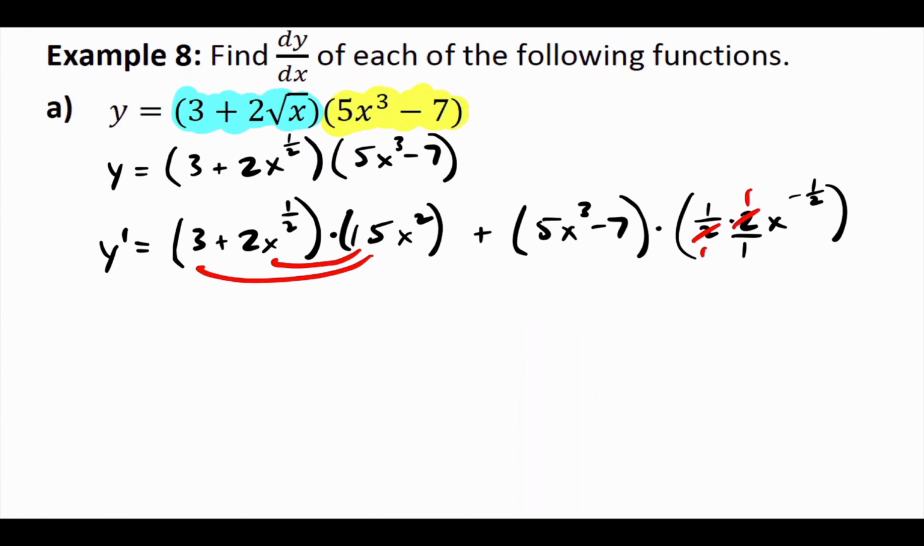So 15 times 3 is 45x squared. 15 times 2 is 30. X, what do I do with the powers? I have a power of 2, and a power of 1/2. Do I add them or do I multiply them? I add them, yeah, I add the powers. So 2 plus 1/2 is 2.5, which is the same thing as 5/2.